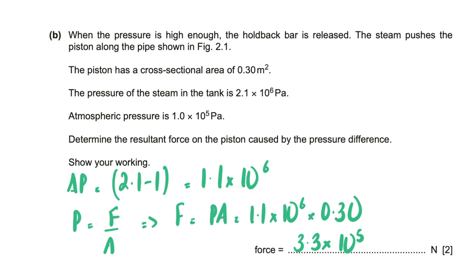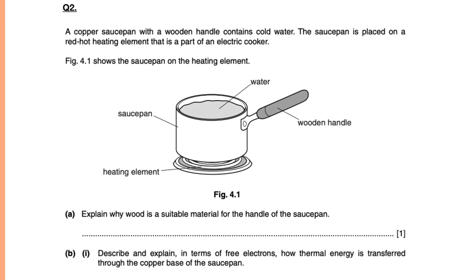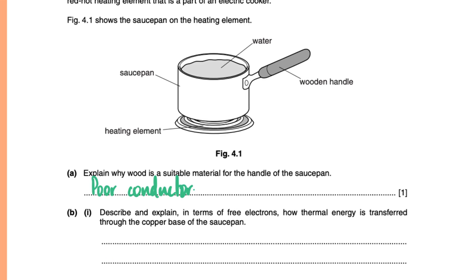Let's go on to the next question. Remember that this question we also did in class when we were doing the past papers. A copper saucepan with a wooden handle contains cold water. The saucepan is placed on a red hot heating element that is part of an electric cooker. Explain why wood is a suitable material for the handle of the saucepan. That's because this is a poor conductor, or you can also say that this is a good insulator. Either makes perfect sense.